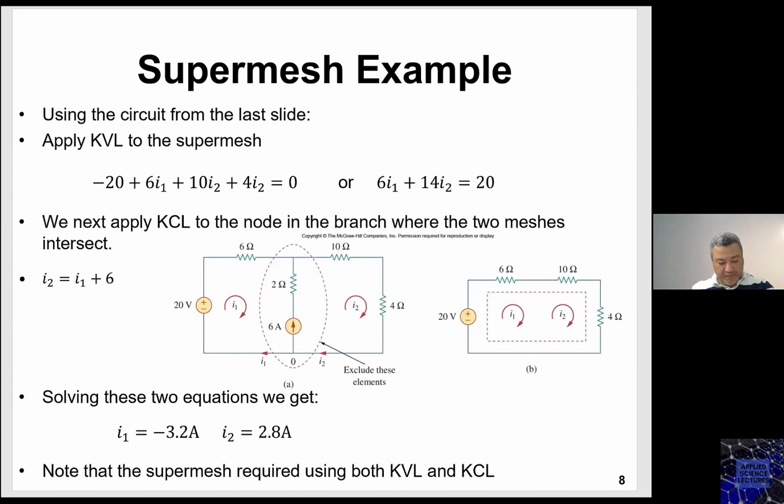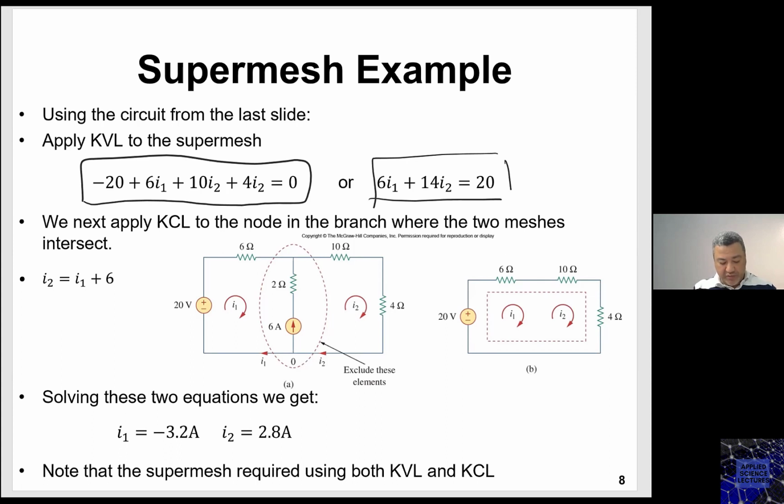Okay, so if you want to continue solving, here we have the solution. This is the equation that we came up with, the super mesh equation. Rearrange that equation, get this.